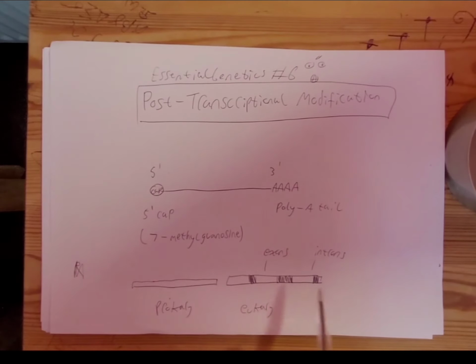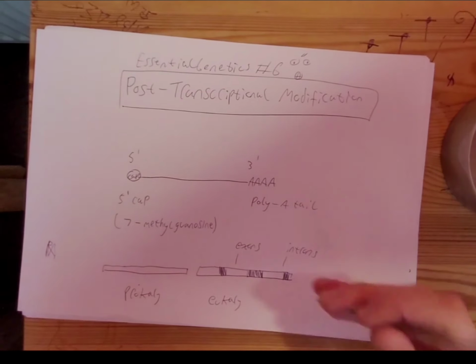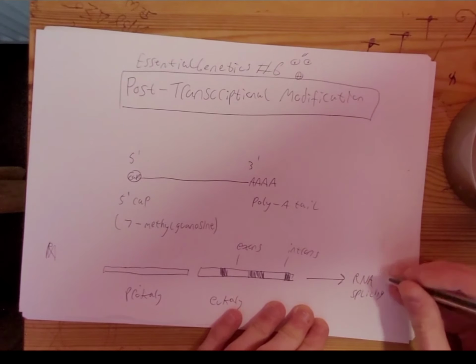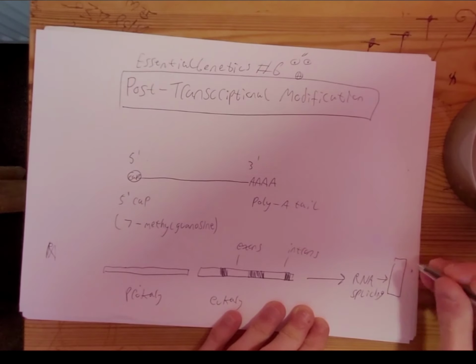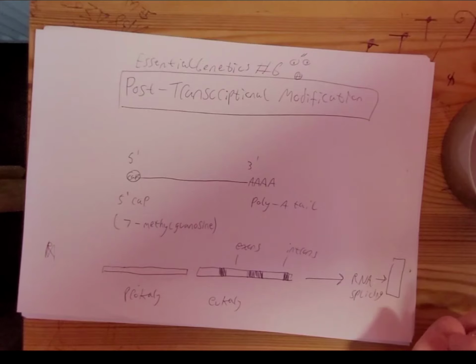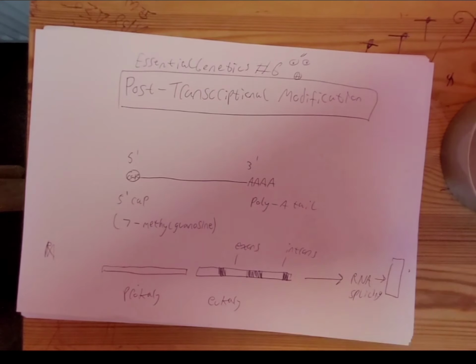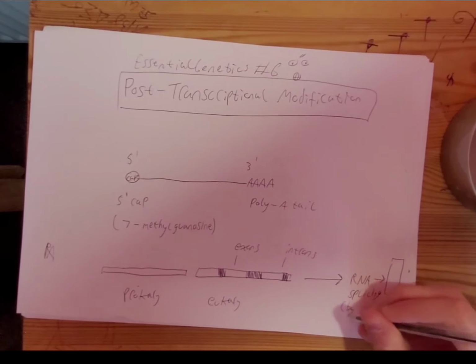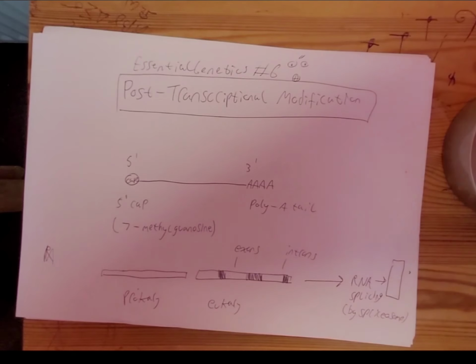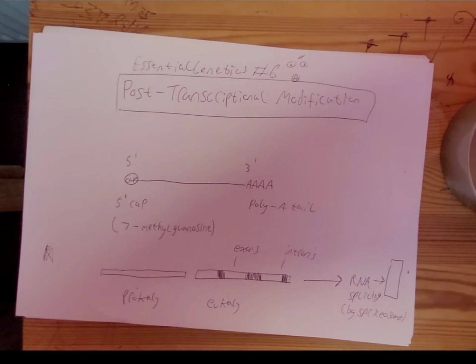Instead, in a process called RNA splicing, these are taken out. That just makes an mRNA strand that's pure exons. The thing that removes the introns is called a spliceosome. The spliceosome is made up of what's called small nuclear RNAs and proteins. It's the thing that removes the introns.